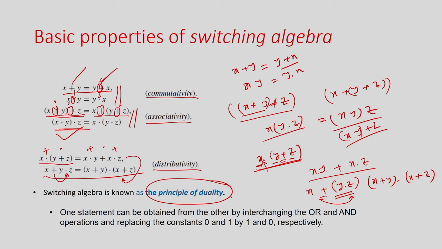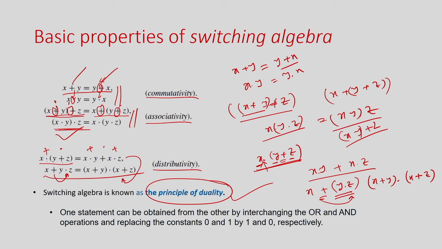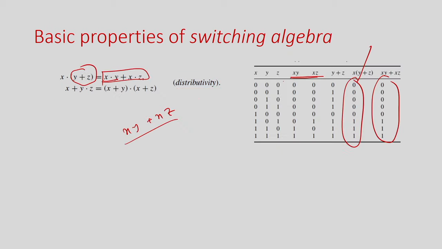So this is always called the principle of duality. If I am given a Boolean expression or a switching expression, if I replace AND by OR and OR by AND, and if you have 0 and 1, then you replace 0 by 1 and 1 by 0, you will end up having the other expression, because of this duality of switching algebra. So, let us move on.